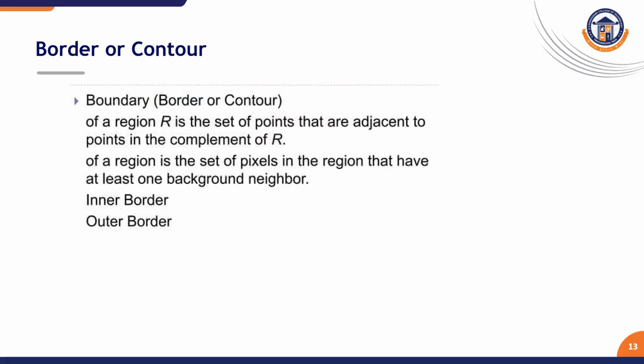So next, what is meant by border or contour pixels? The border of a region R is the subset of points that are adjacent to points in the complement of R. It can be grouped into inner border or outer border. Pixels having large intensity can be the object, and the lighter intensity we can call the background.